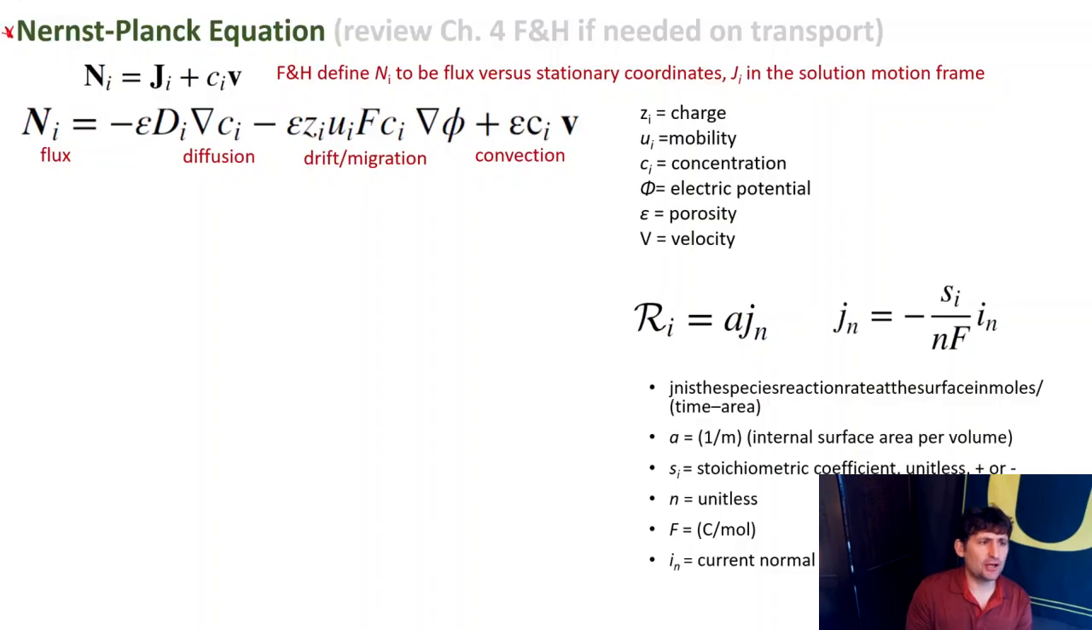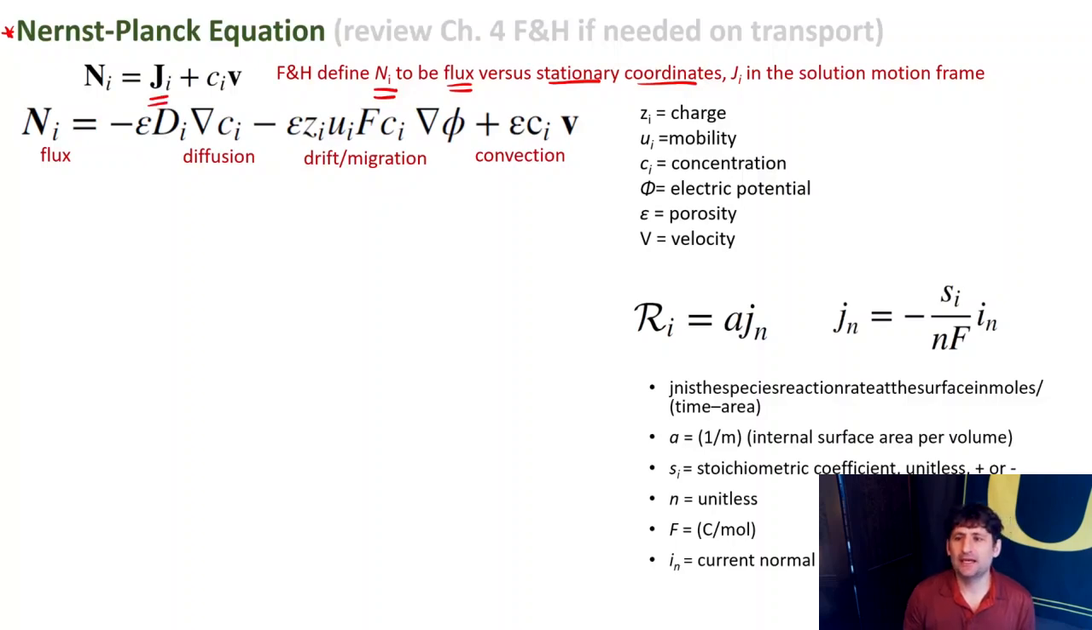We're going to use the Nernst-Planck equation. The Nernst-Planck equation describes transport due to diffusion, drift, and migration, and often has a convection term. Now, Fuller and Harb define things just a little differently than Bard and Faulkner. Ni is going to be the flux that we're used to versus stationary coordinates. So if you imagine I have a fixed plane with a specific area and I'm looking at the motion of species through that plane, that's going to be flux, Ni.